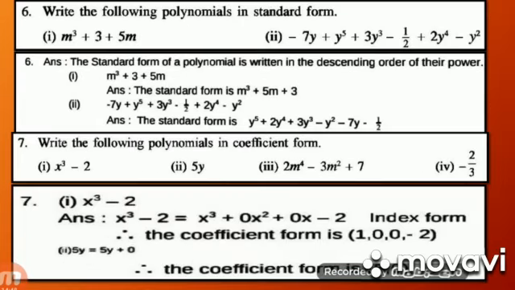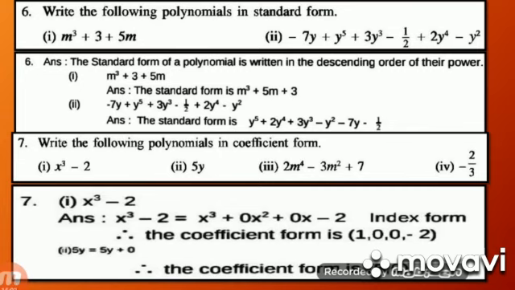Question number 6. Write the following polynomials in standard form. The standard form of a polynomial is written in the descending order of their power. First, m cube plus 3 plus 5m. The standard form is m cube plus 5m plus 3.